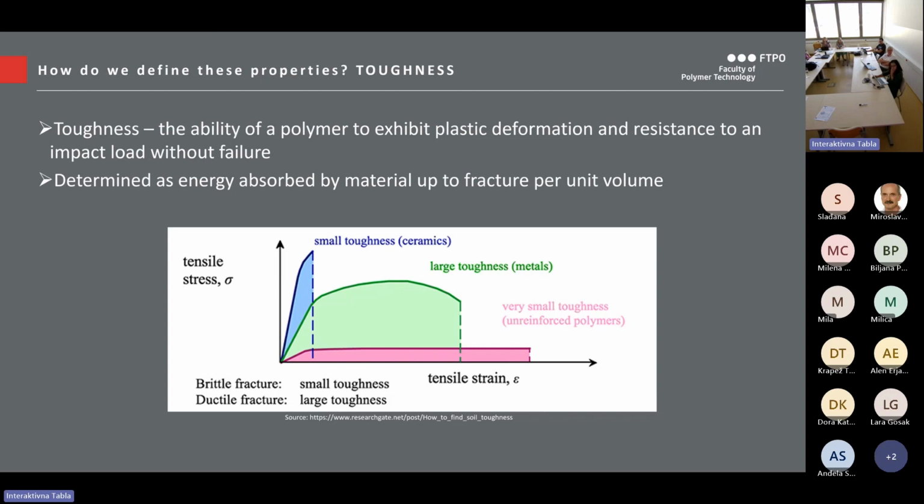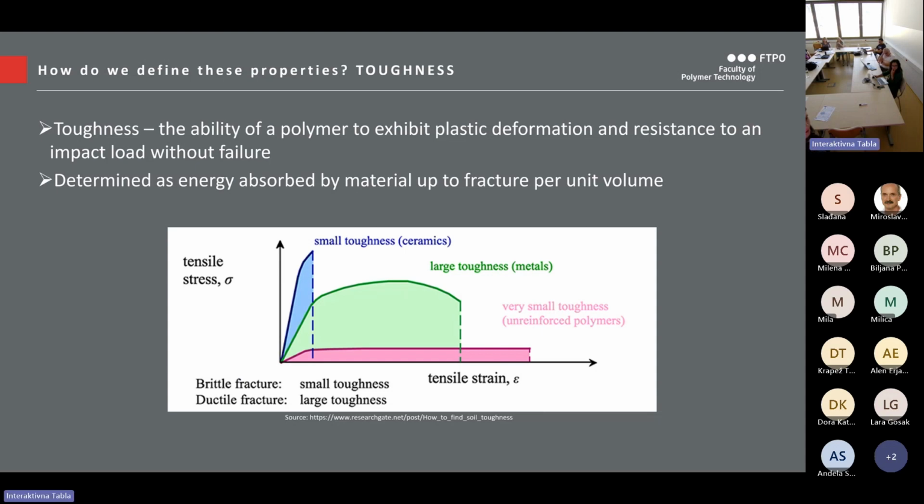Further on, if we continue, we have to define toughness as well. Toughness is actually the ability of polymer to exhibit plastic deformation and resistance to an impact load without failure. It's actually determined as the energy absorbed by the material up to fracture per unit volume, and it's also the area below the stress strain curves. Here we have some typical stress strain curves for different classes of the materials.